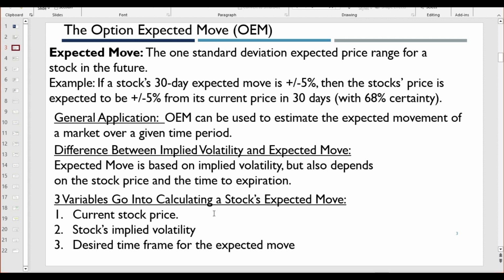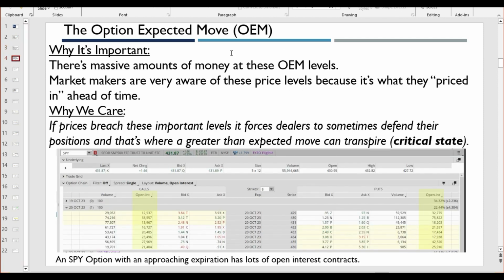So there are really three variables that go into calculating a stock's expected move. We have to look at the current stock price, where it's at right now, the stock's implied volatility, which we talked about, and then, with expected move, the desired time frame for the expected move. Well, why is this important? Why do we even care about this?